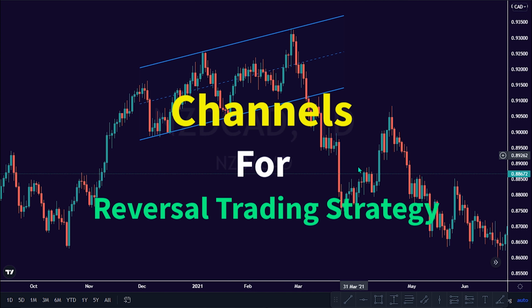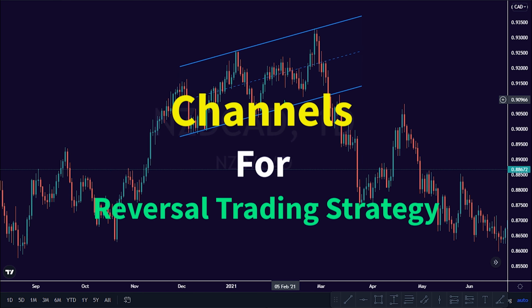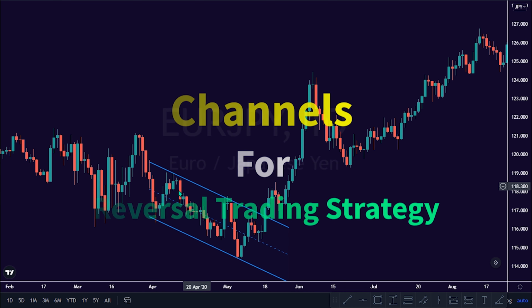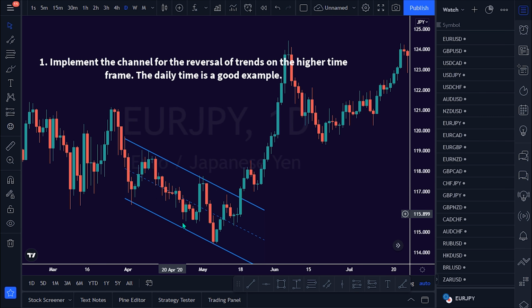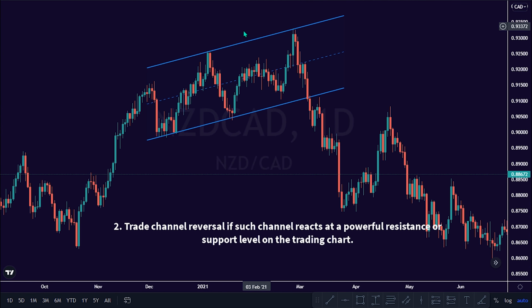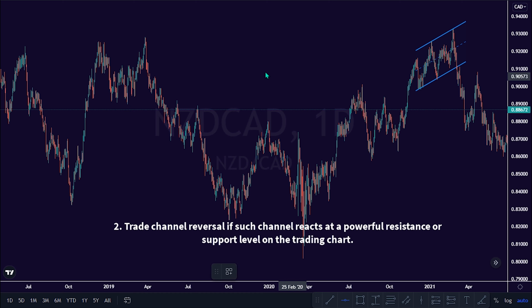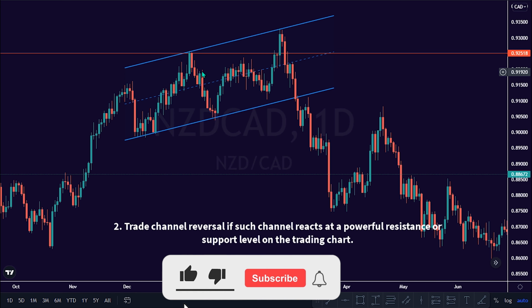To trade the reversal of trends with the channel pattern formation, there are some key factors to take into consideration, and they are: Number 1. Implement the channel for the reversal of trends on the higher time frame. The daily time frame is a good example. Number 2. Trade channel reversal if such a channel reacts at a powerful resistance or support level on the trading chart.